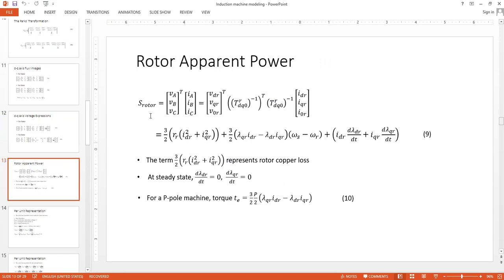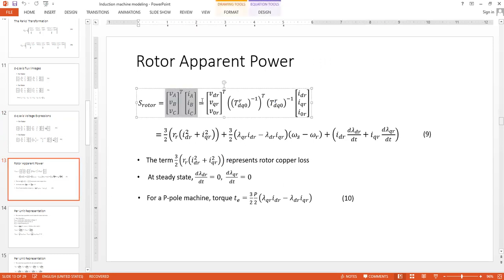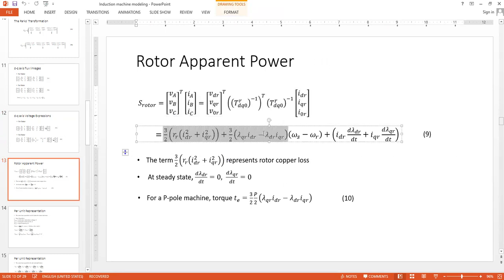Similarly, we can come up with the expression for the apparent power. And in the apparent power, you will see that there are 3 entries. After you go through the application of the transformation matrices, you will come up with 3 different parts of the expression for the rotor apparent power. The first part would be the rotor copper loss. You can see clearly I square R.